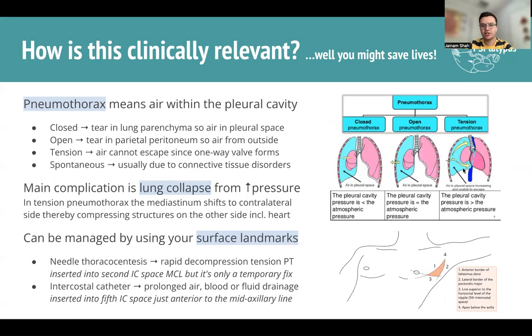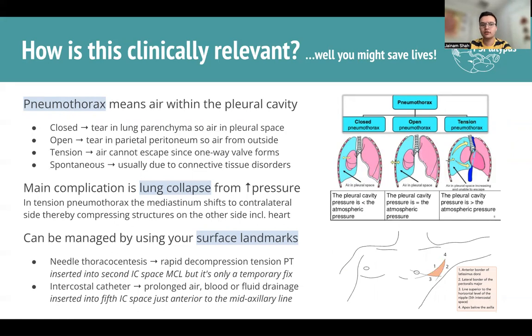Well, you're going to get compression of some of the mediastinal structures, specifically the heart, and everything that's in the mediastinum will be pushed to the opposite side. So you can see the trachea, the airways, moving to the contralateral side. You can see the other lung also becoming quite deflated because it has less space to work with. And you've also got the arteries and veins being obstructed. So really not a good situation to be in.